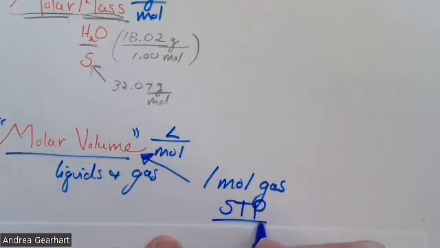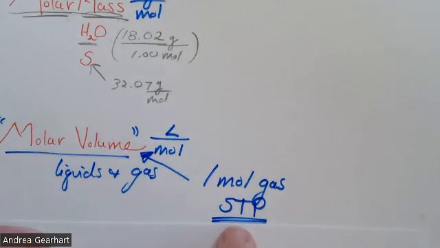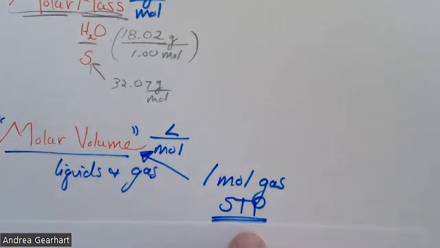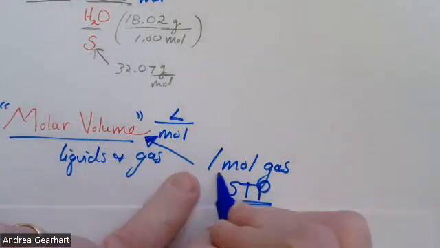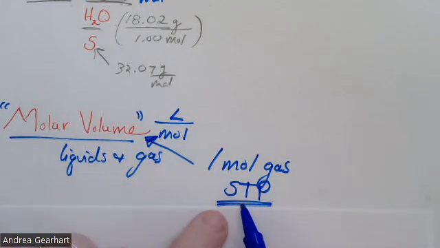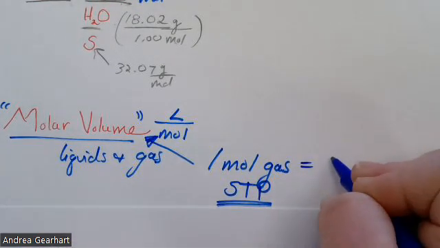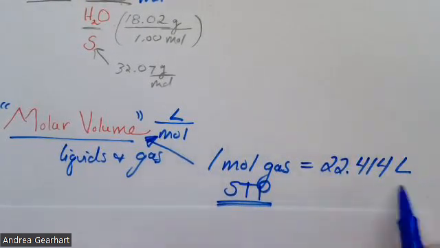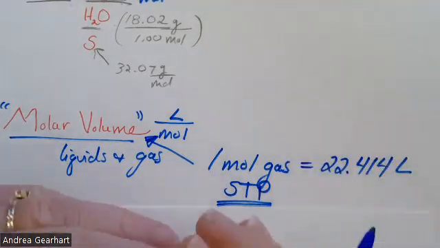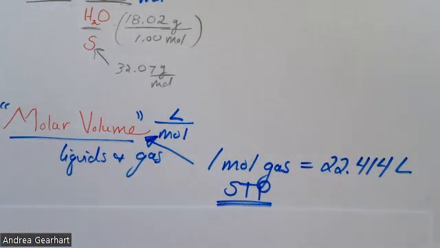However, the temperature and the pressure do matter. So if we had 1 mole of gas at 0 Celsius, 1 atm, it would occupy a volume of 22.414 liter. That is the volume of an average beach ball.